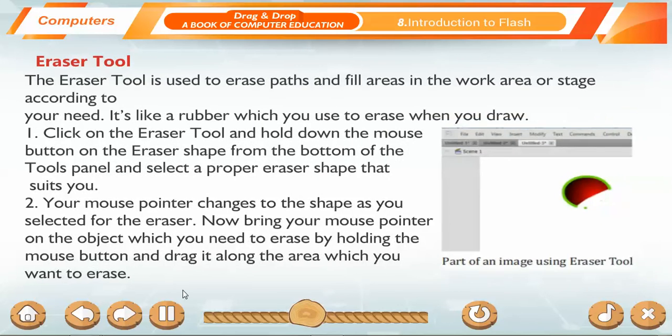Eraser tool. The eraser tool is used to erase paths and fill areas in the work area or stage according to your need. It's like a rubber which you use to erase when you draw. Click on the eraser tool and hold down the mouse button on the eraser shape from the bottom of the tools panel and select a proper eraser shape that suits you. Your mouse pointer changes to the shape as you select it for the eraser. Now, bring your mouse pointer on the object which you need to erase, and by holding the mouse button, drag it along the area which you want to erase.